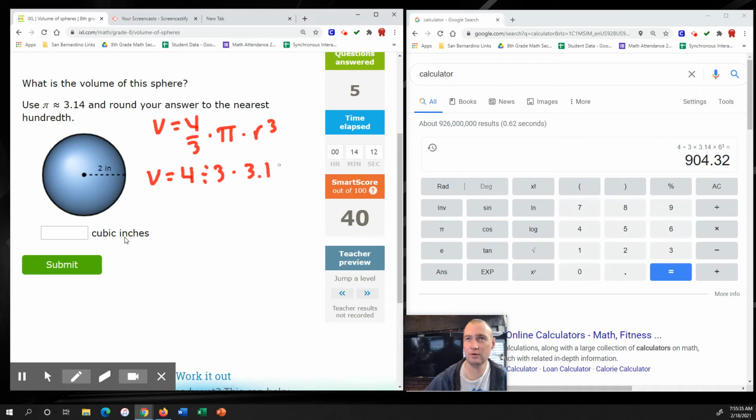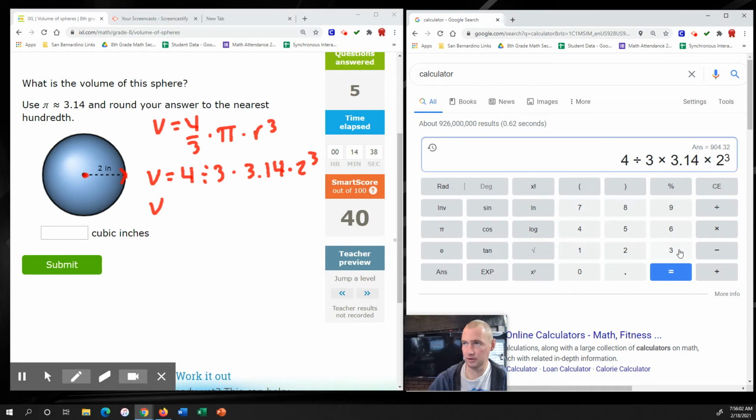Times 3.14 times radius. Now they did give us the radius this time, so the 2 is halfway across, so the 2 is perfect. 2 to the third power. And here we go. Calculator. So 4 divide 3 times pi 3.14 times 2 to the third power. Now what's 2 to the third power? That one you can do in your head, right? 2 times 2 is 4 times another 2 is 8. So 2 to the third power should give you 8.